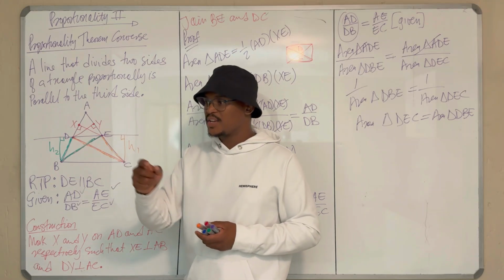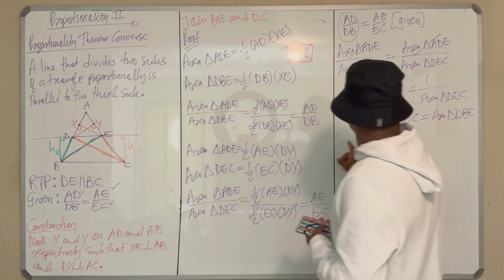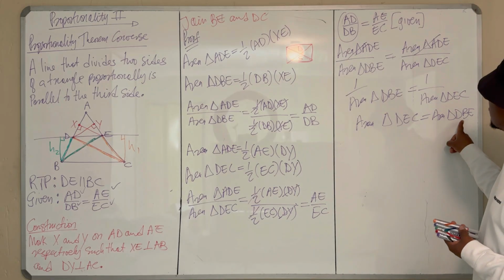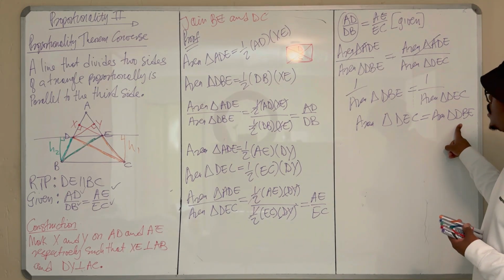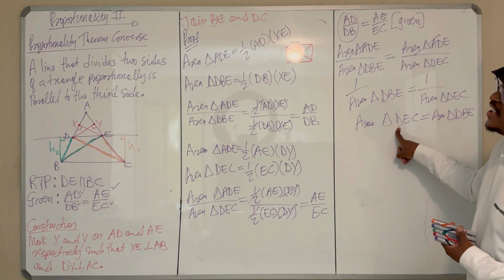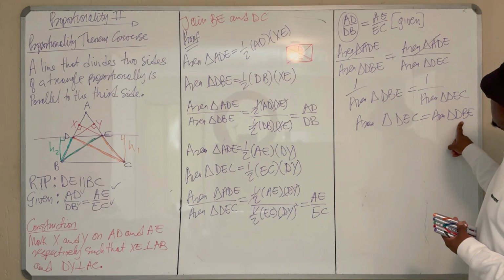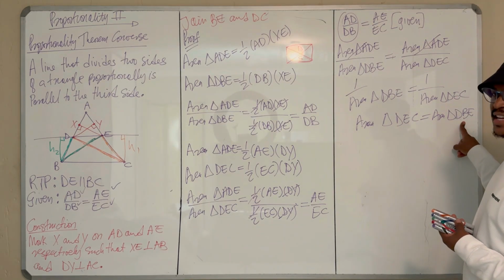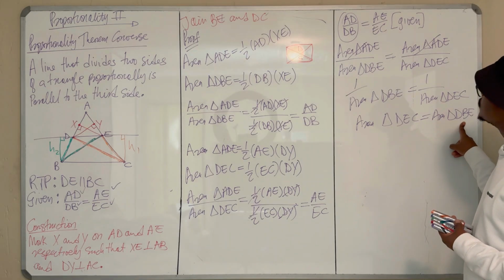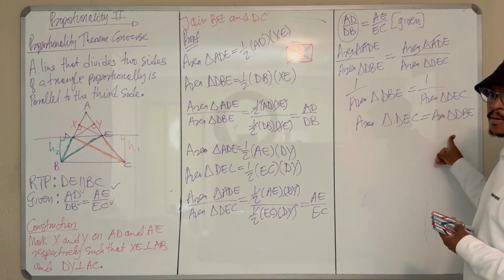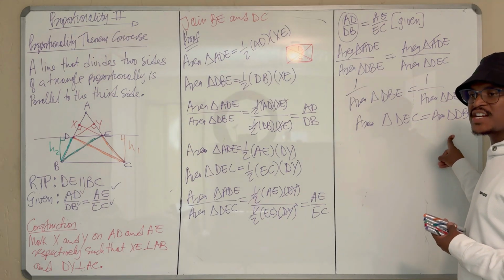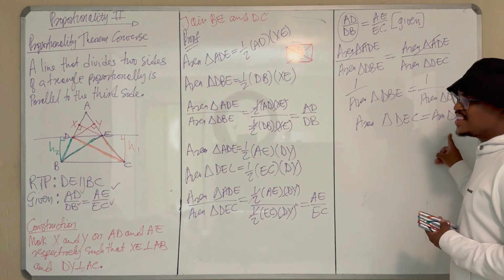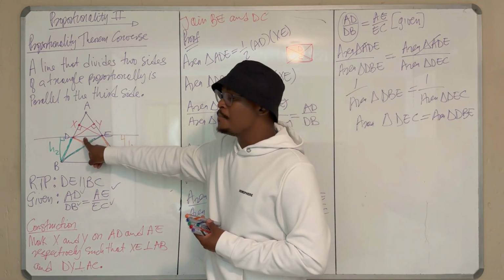Let me repeat one more time. We say the area of this triangle DEC, which is the orange triangle, is the same as that of DBE, which is green, right? Yes. We're saying the area of these triangles are equal. And we know that the area of a triangle is half base times the perpendicular height. So we know that the triangles both have the same base DE.